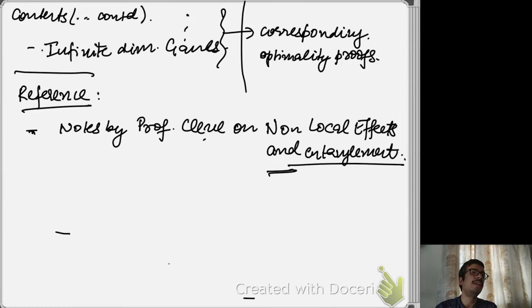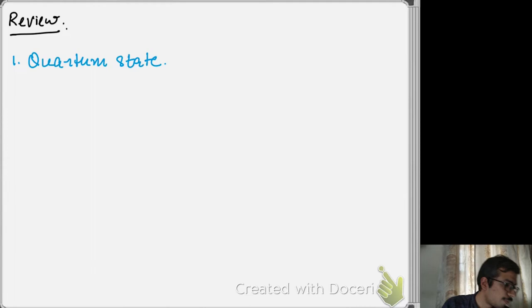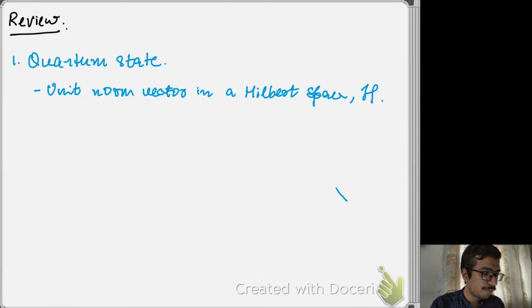So we start with the basics of quantum states and operations. So let us start with this review. So first let us review what is a quantum state. So a quantum state is essentially a unit norm vector in a Hilbert space. And I'll always be denoting a Hilbert space with the symbol H. So I'll use the symbol psi for state. So psi belongs to H, so psi is a vector, and norm psi equals 1.